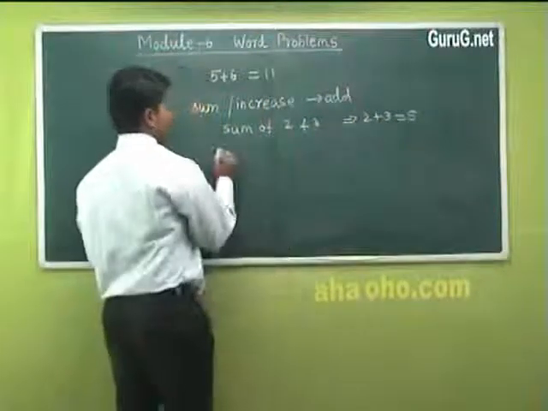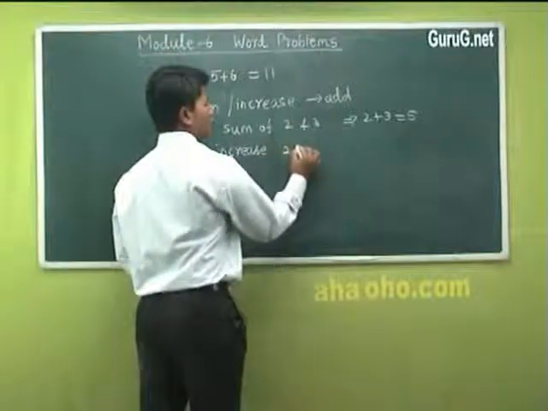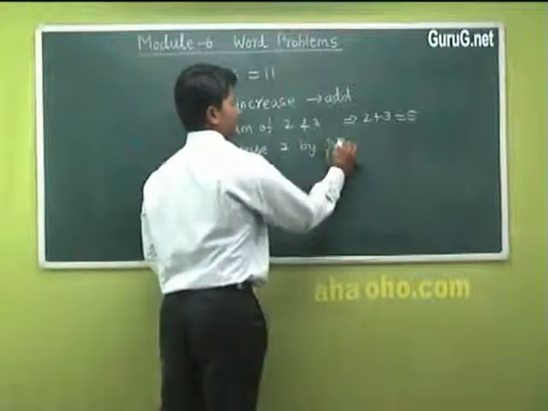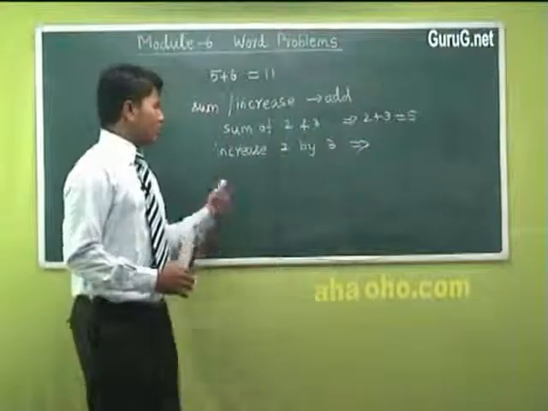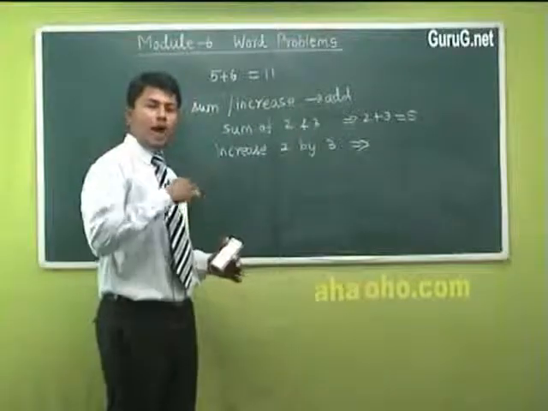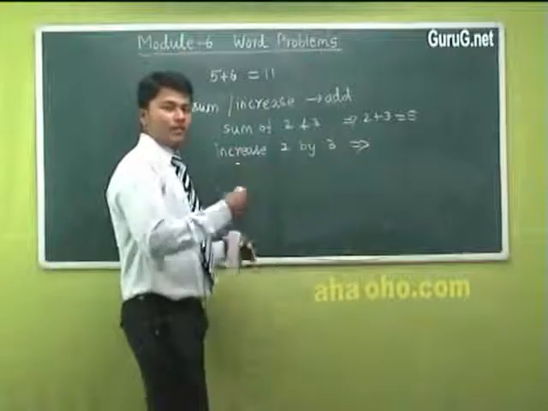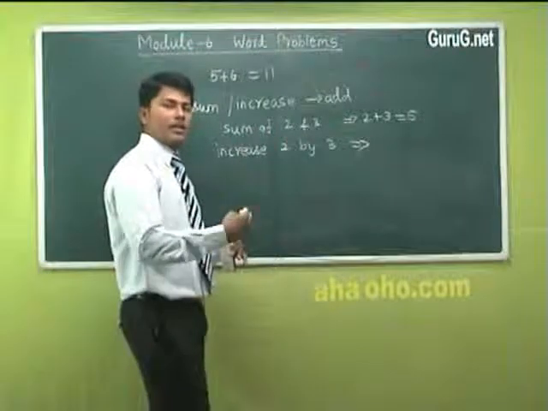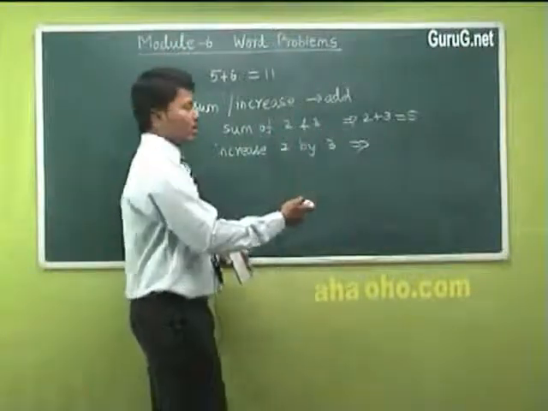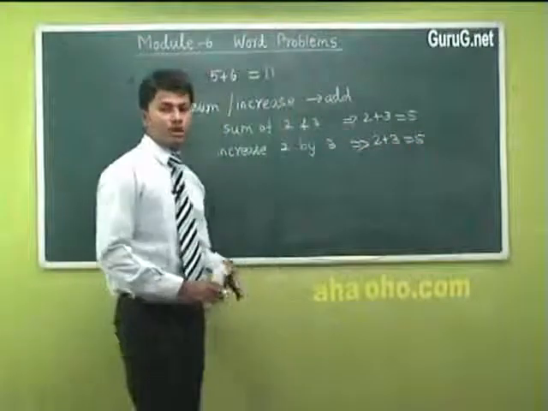Now increase 2 by 3. What does this mean? Increase 2 by 3. It means that you need to add 2 and 3. From 2 increase 3 points. That is 3, 4, 5. So once again it means the same. 2 plus 3 is equal to 5.